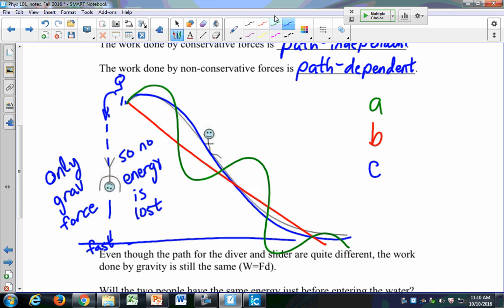So which person will be going, what did I say, slower or faster? We'll say slower. Which person here will be going slower? The person on slide A, which is in green, the person on slide B, which is in red, or the person on slide C? Which person will be going slower? And remember, non-conservative forces are path dependent. So it does depend upon the path that you take as to how much energy you lose. Which person will be going the slowest of all of these?